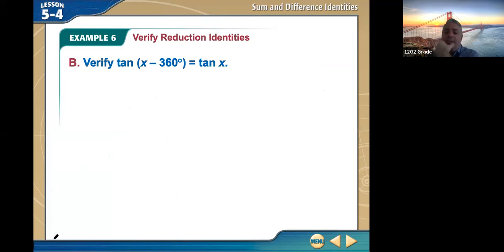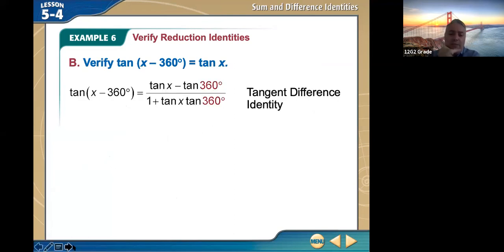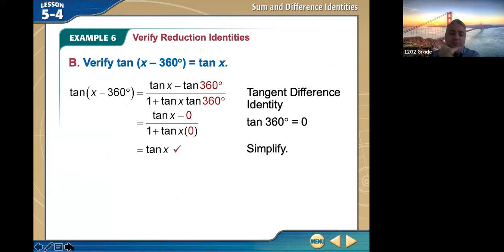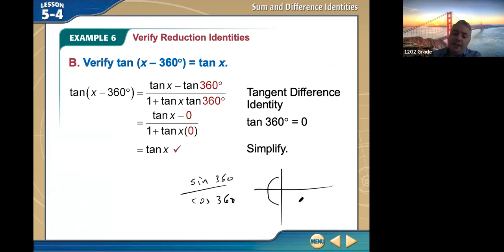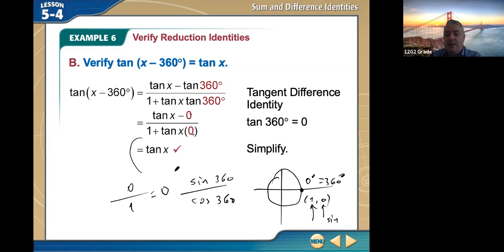Now, by using identities, probably it will be easier to understand quickly. Just this one. Tangent 360 means sine of 360 degrees over cosine of 360 degrees. Where is 360 degrees? It is here, same as 0 degrees, the same position. So the coordinate is here, x is 1, y is 0. Sine means the second component. So sine 360 is 0. Cosine 360 is 1. 0 over 1 is 0. For that reason, the result comes out directly tangent of x.